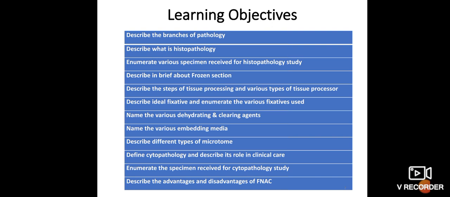You should be able to describe what is an ideal fixative and enumerate various types of fixatives that are used. You should be able to name the various dehydrating agents, clearing agents, embedding media, and different types of microtomes. Then you should be able to define what is cytopathology and describe its role in clinical care. You should be able to enumerate the specimens we receive for cytopathological examination, and describe the advantages and disadvantages of FNAC.